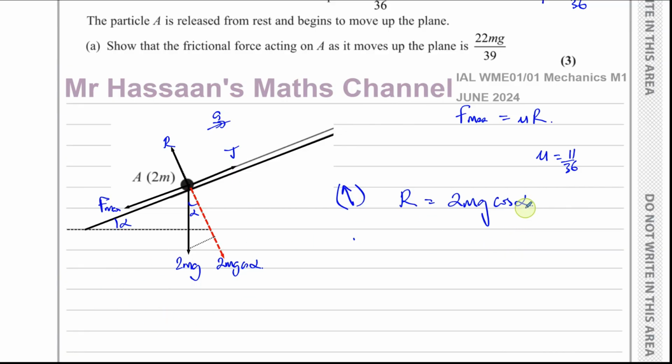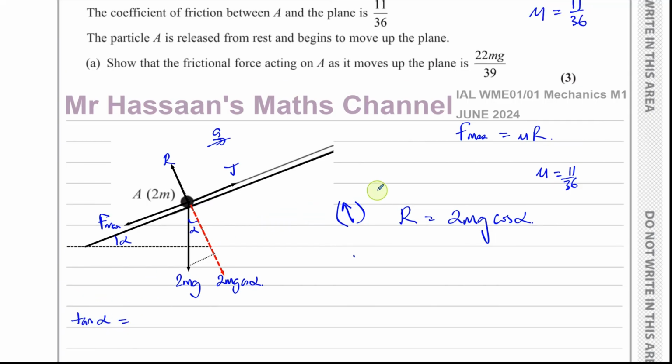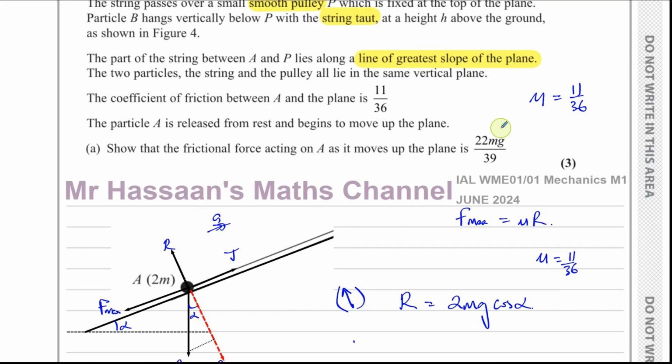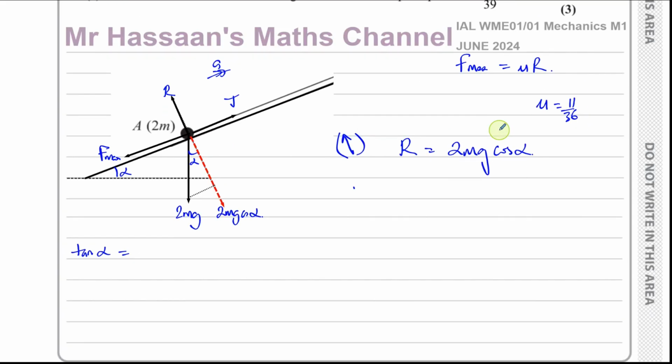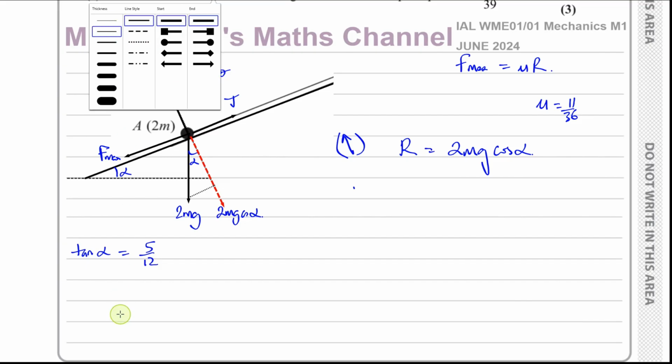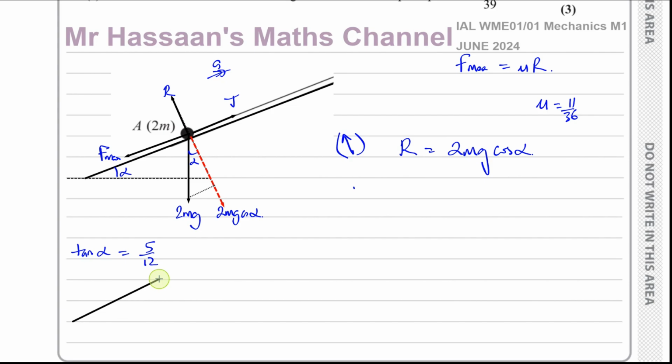Now we want to find what cosine alpha is. We know what tan alpha is in the question. They told us that tan alpha is 5/12. So how do I find the cosine of alpha and the sine of alpha? We need the cosine first. So how do we find that? Well, let's draw a right angle triangle, and let's say that this is alpha.